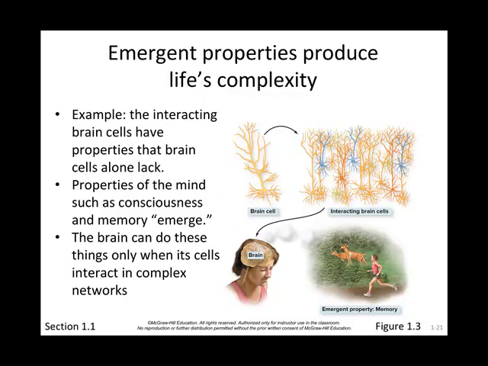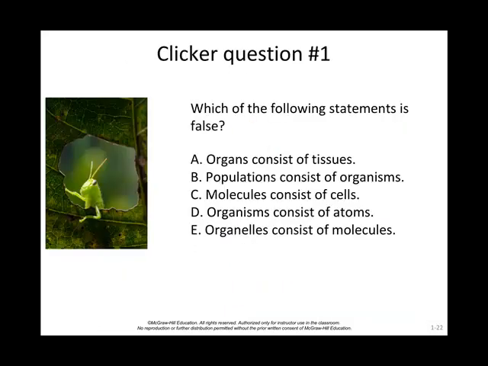Here's an example of a brain cell. By itself, it serves certain functions as a cell. However, when many brain cells come together to form tissues, and tissues form the organ, brain, properties such as consciousness and memory emerge. The brain cell itself did not have these properties, but working together in complex networks, these brain cells that make up the brain have new emergent properties.